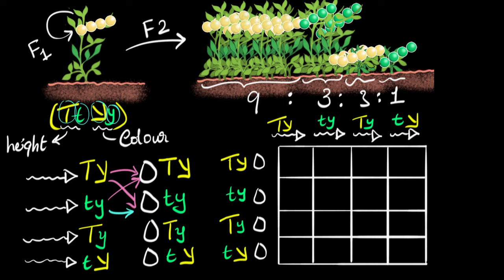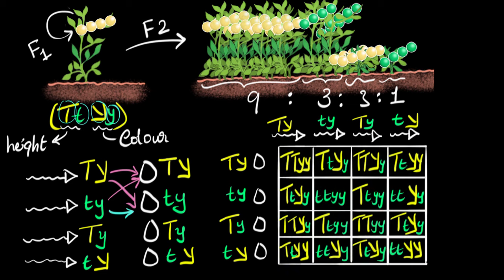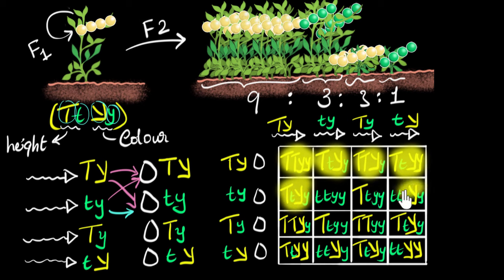So again, great idea to pause the video and see if you can fill up this square yourself. All right, hope you have filled it yourself. This is what we will end up with. Now let's see what these plants look like. And the way I will do it, I'll first do the color. Let's see which is yellow and which is green. And then I'll do the tall and the short. So whichever has at least one Y, one yellow, definitely is going to be yellow. So this is yellow, this is yellow, this is yellow. Remember, yellow is dominant. So one Y is enough.